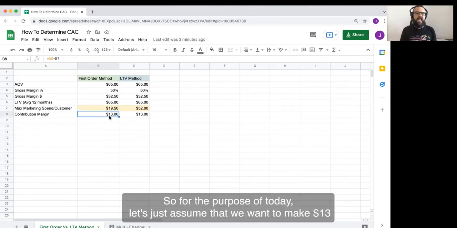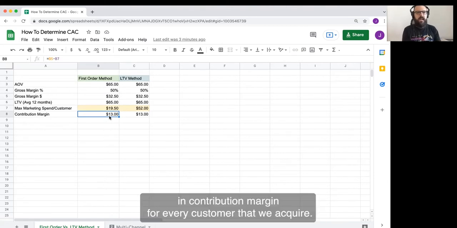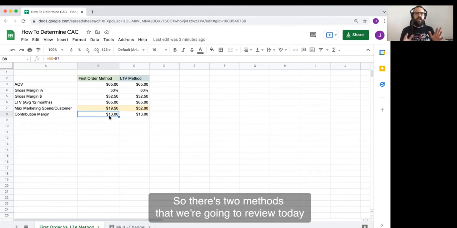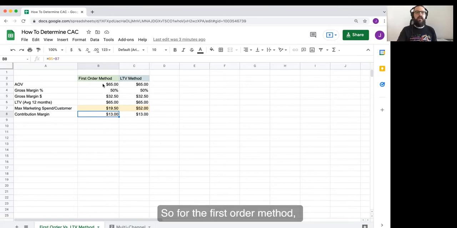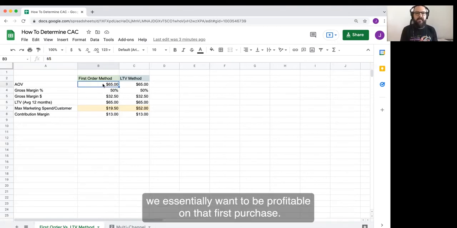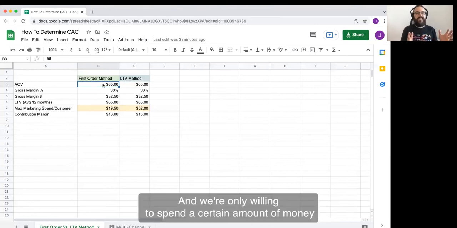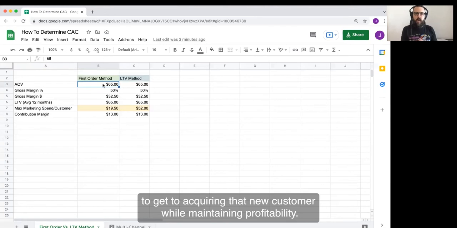For the purpose of today, let's just assume that we want to make $13 in contribution margin from every customer that we acquire. There are 2 methods we're going to review today, the first order method and the LTV method, and I'll break down the nuances of each. For the first order method, we essentially want to be profitable on that first purchase, and we're only willing to spend a certain amount of money to acquire that new customer while maintaining profitability.